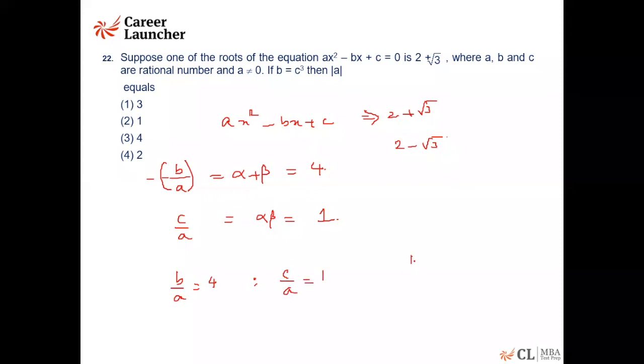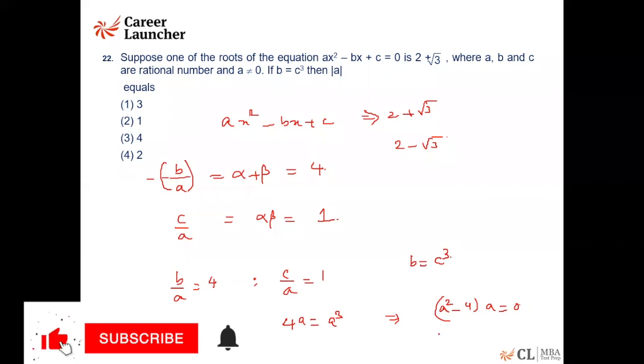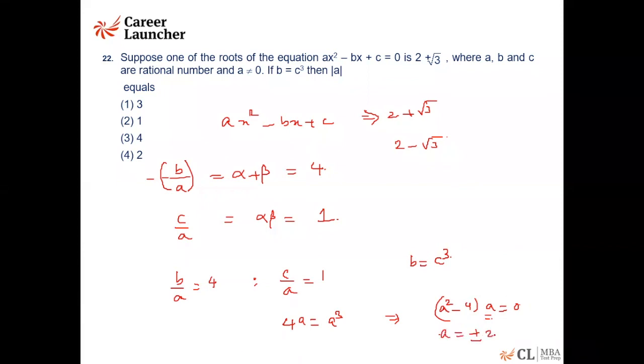And we also know that b is equal to c cube. So 4a is equal to a cube, from which we'll get a squared minus 4, into a, equal to 0. Since a is not equal to 0, we'll get a is equal to plus or minus 2. Hence, the modulus of a must be equal to 2.